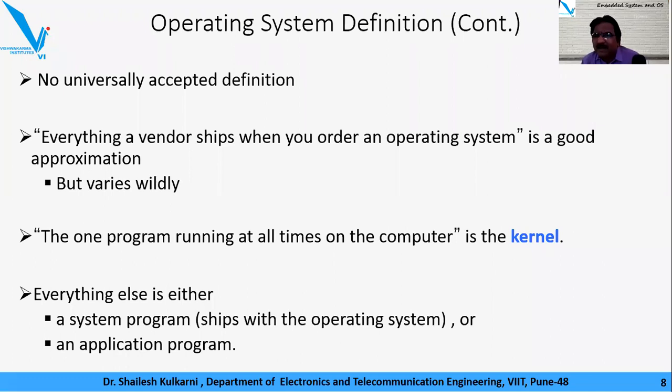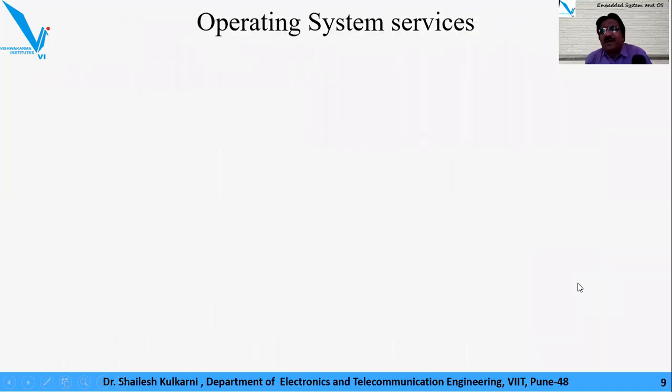Everything that you are not writing as an application program can be categorized as a system program, and that can be bundled with an operating system. It's as simple as this. That is how a few authors write this definition too: everything else is either a system program that ships with an operating system or an application program. So in this little discussion you can understand that you can mold the definition of operating system according to the usage and function that you need for your application, right?